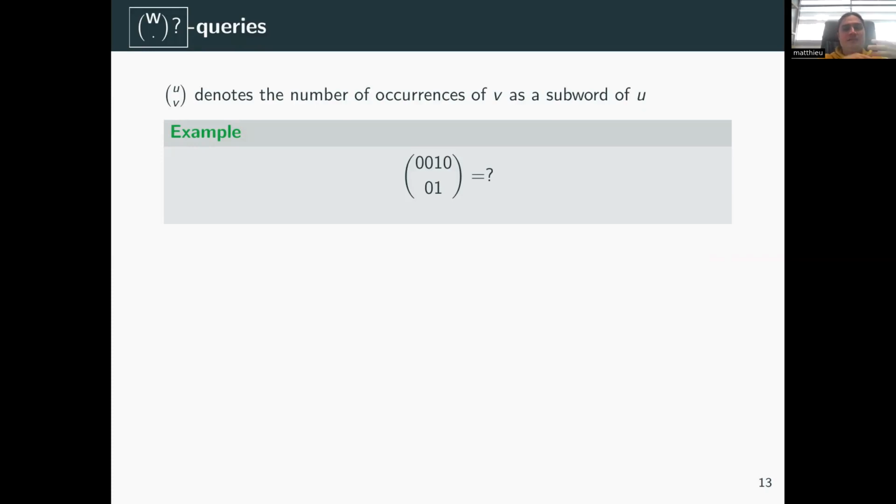Okay, so let me first remind the context of this last setting. I'm just going to use the following notation. U choose V is just the number of occurrences of V inside U. This is a natural generalization of binomial coefficient. So for instance, 0, 0, 1, 0 choose 0, 1: there is the first occurrence of 0, 1 and the second occurrence of 0, 1. So this is 2.